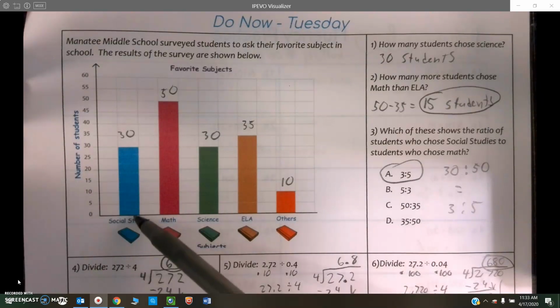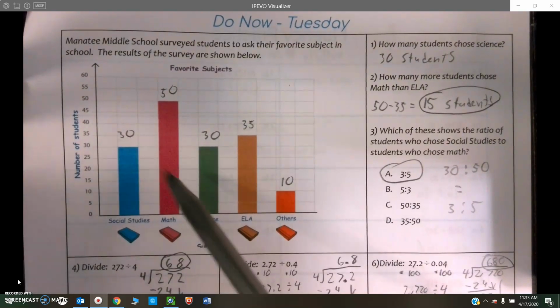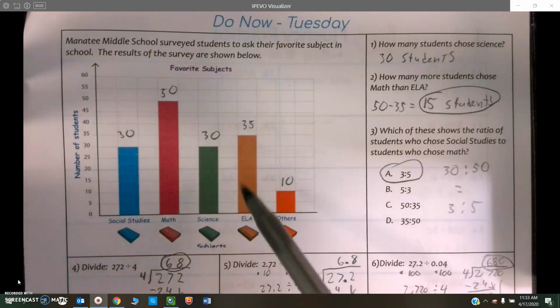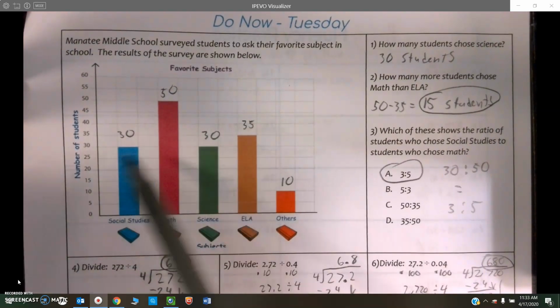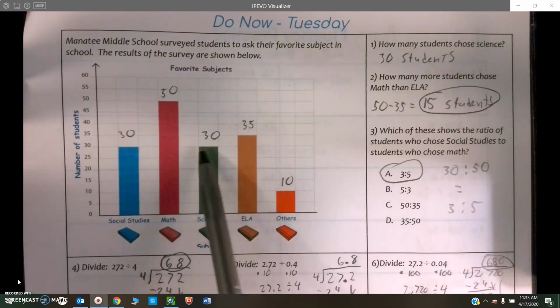So social studies, if we go up, ends at 30. So 30 students said that was their favorite. Math, 50. Science, 30 again. 35 and 10. So how many students chose science? 30, because it ends at the 30 on the y-axis.